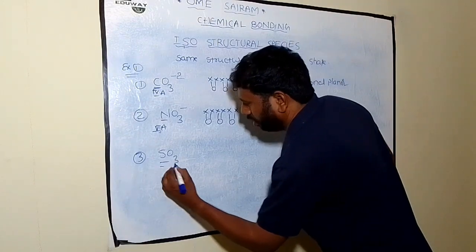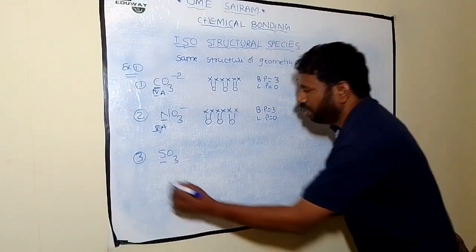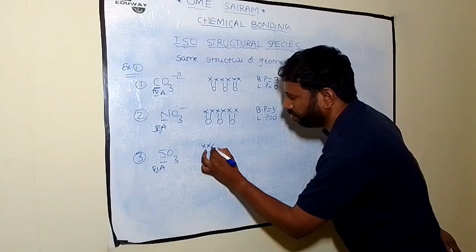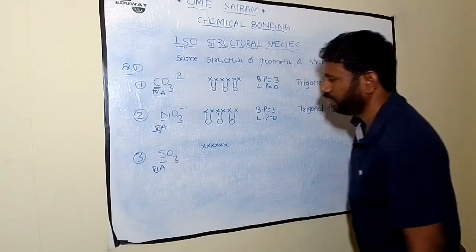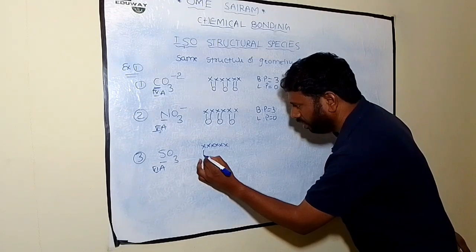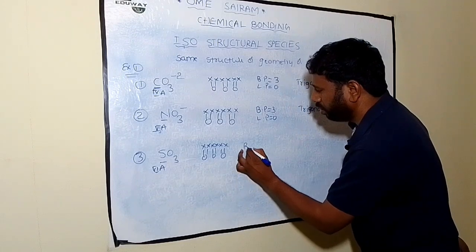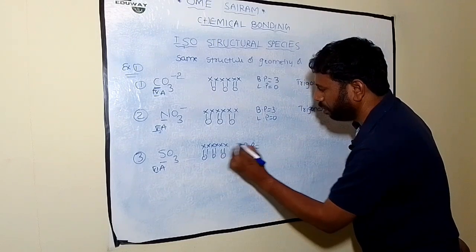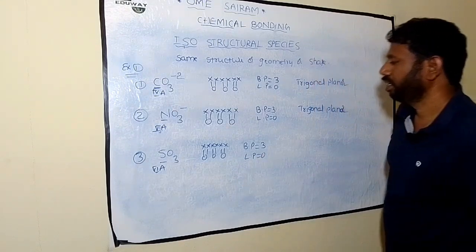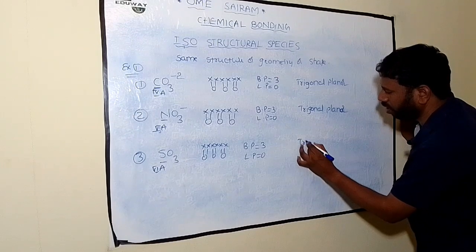Now sulfur trioxide. In sulfur trioxide, the central atom is sulfur. It belongs to 6A group element. It contains 6 valence electrons. And sulfur is attached to 3 oxygen atoms, and each oxygen can form a double bond. Now bond pairs. How many bond pairs? 3 double bonds. That means 3 bond pairs. Lone pairs 0. Same. If any molecule has 3 bond pairs and 0 lone pairs, the geometry is trigonal planar.